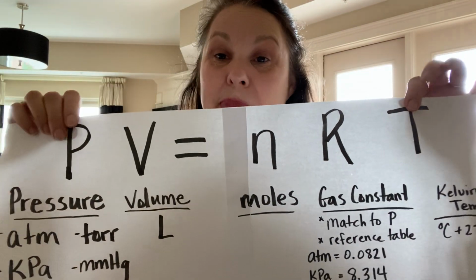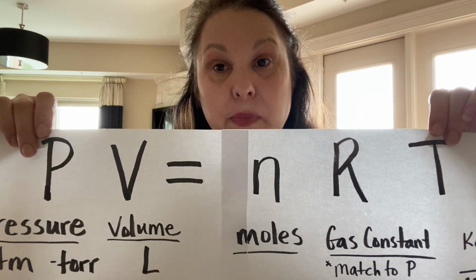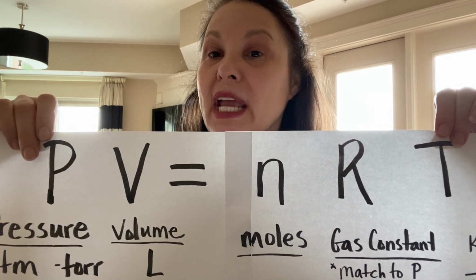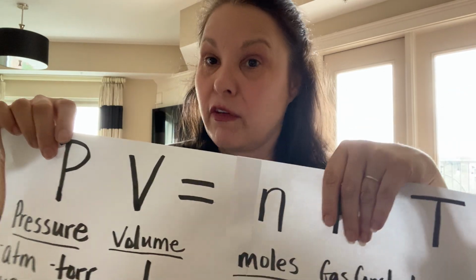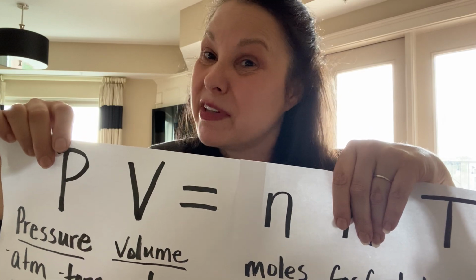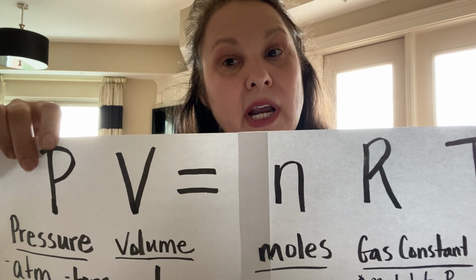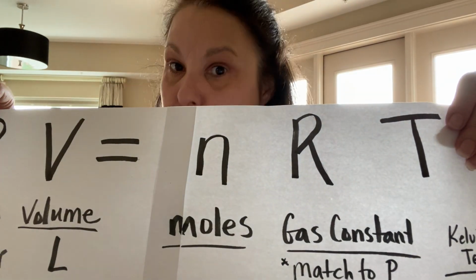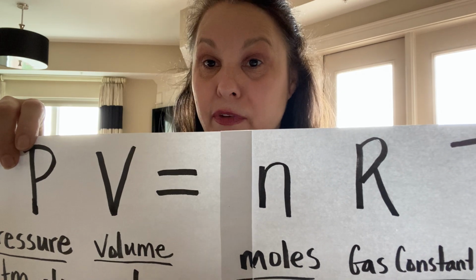Now, this is basic Algebra 1. What's going to happen on every single one of these problems is you will be asked to solve for any one of these, except R, of course. R is always provided for you on your reference table, so you're never having to figure out R. But for any of the other variables, whether it be pressure, volume, moles, or temperature in Kelvin, you might be asked to solve for those.